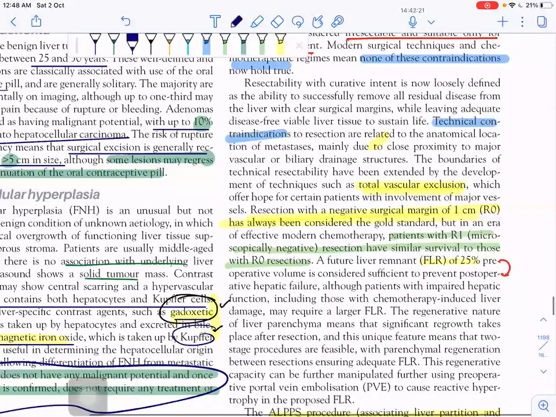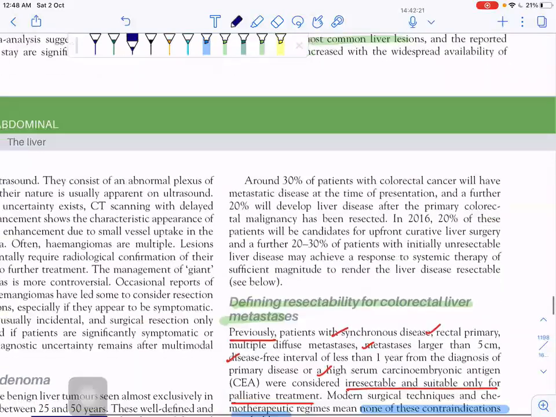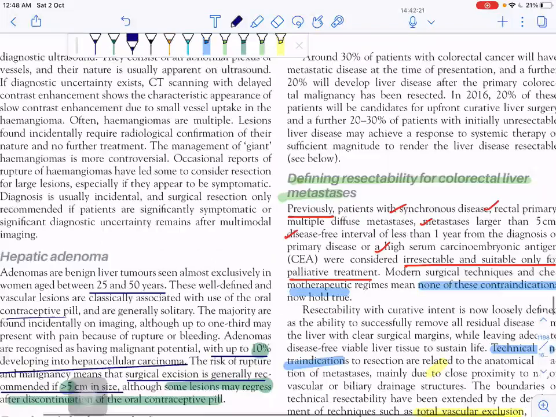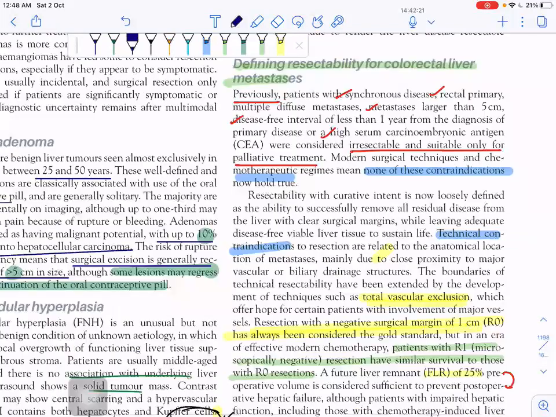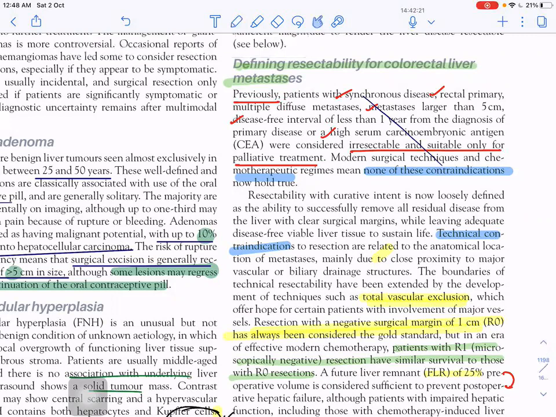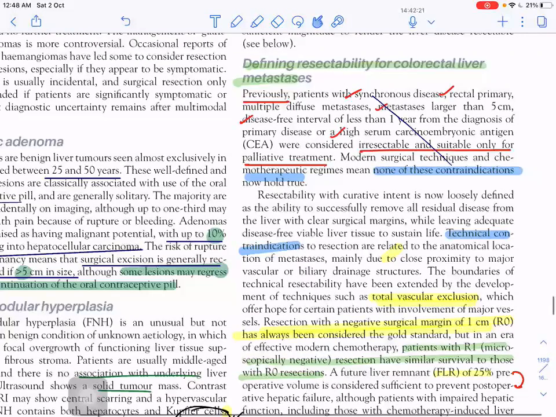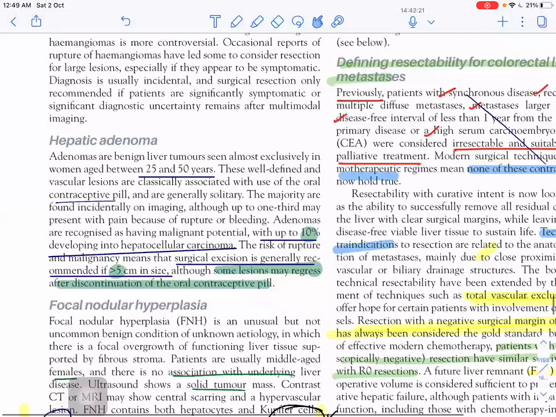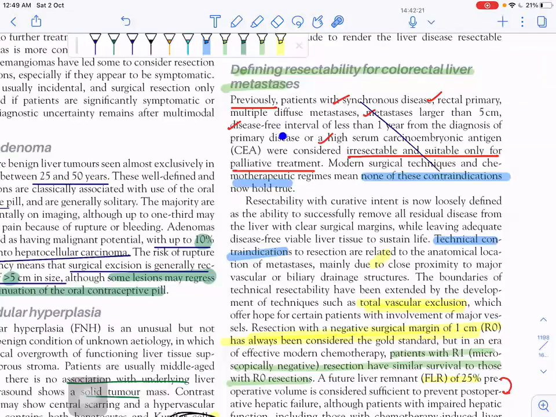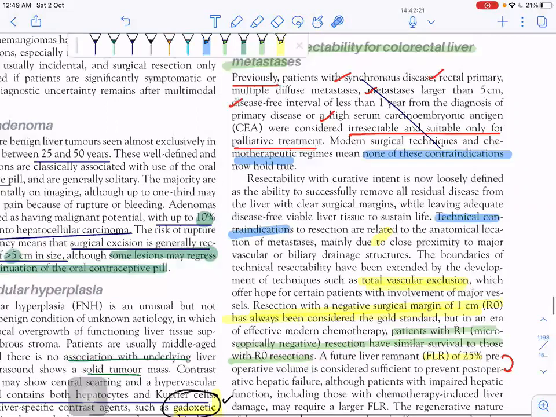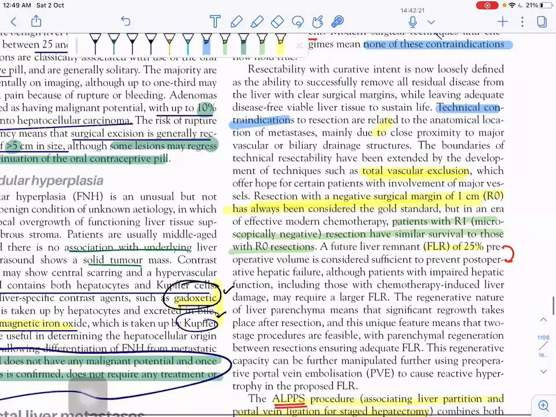Then defining resectability for colorectal metastasis. Previously, they considered synchronous disease, rectal primary, multiple metastases, metastasis larger than 5 centimeters, and disease-free survival of less than 1 year from the diagnosis of primary disease as irresectable. But nowadays these are not contraindications, they are telling.